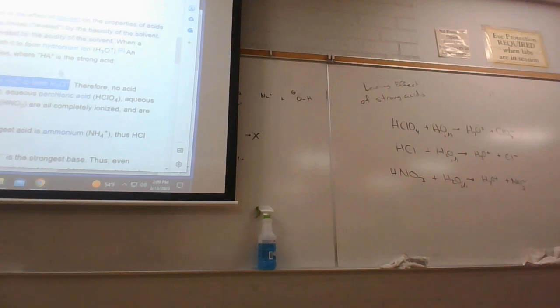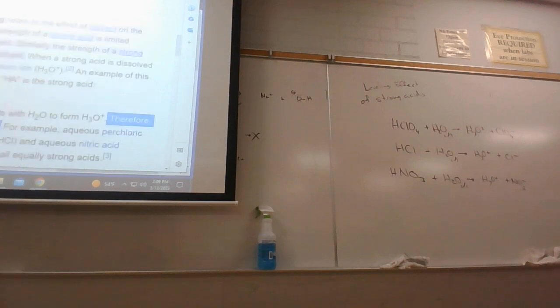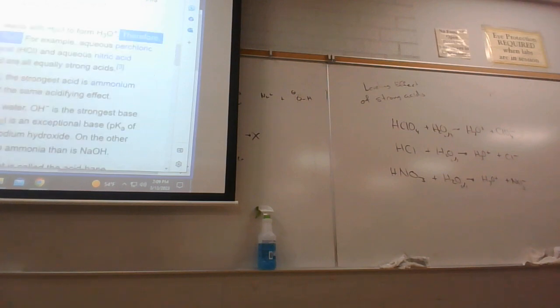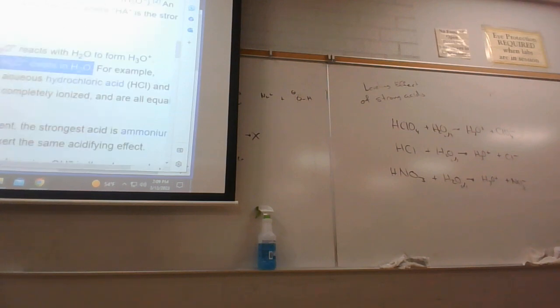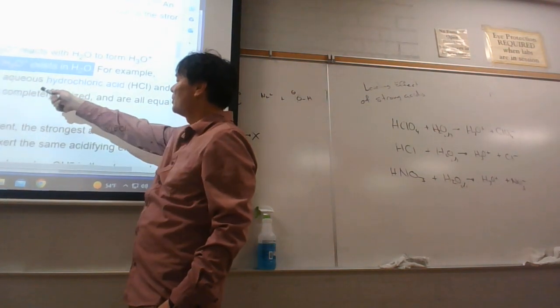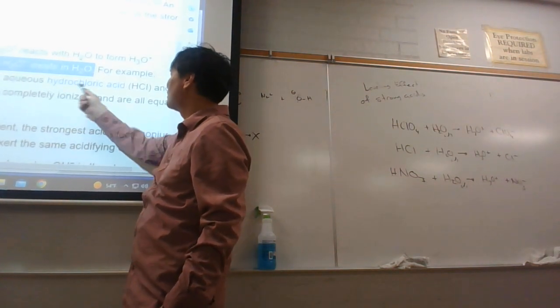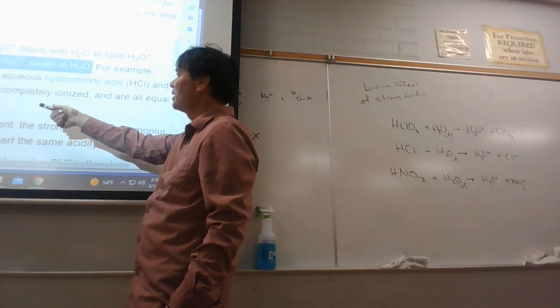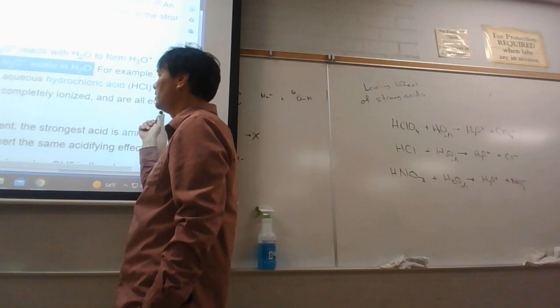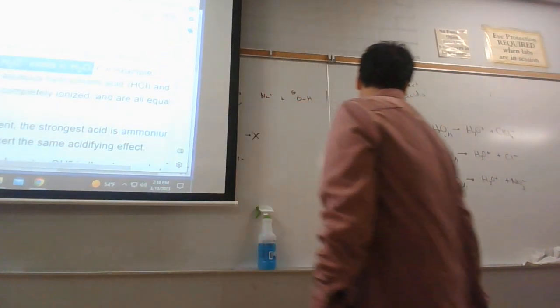So let's keep reading here. Therefore, no acid stronger than hydronium exists in water. For example, aqueous perchloric, HClO4, aqueous hydrochloric, HCl, and aqueous nitric acid are all completely ionized and are all equally strong acids.